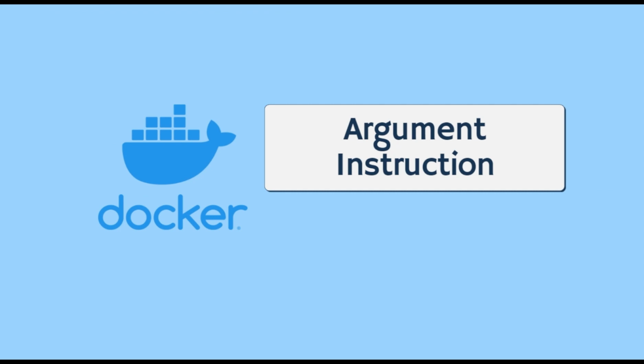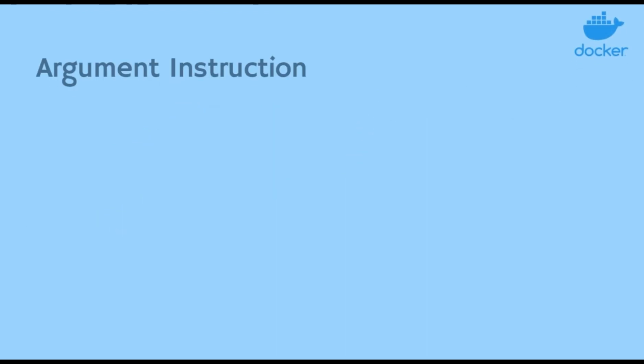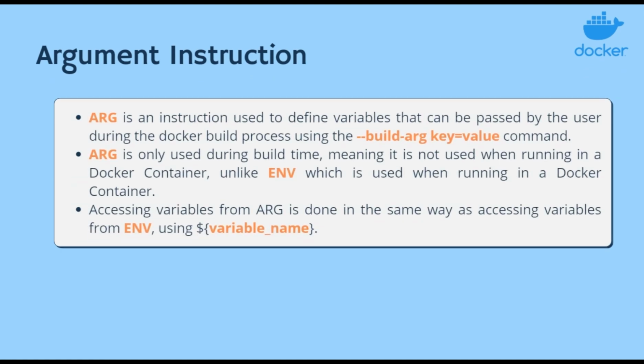ARG instruction. ARG is an instruction used to define variables that can be passed by the user during the Docker build process using the build-arg key=value command. ARG is only used during build time, meaning it is not used when running in a Docker container, unlike ENV, which is used when running in a Docker container. Accessing variables from ARG is done in the same way as accessing variables from ENV, using the variable name.